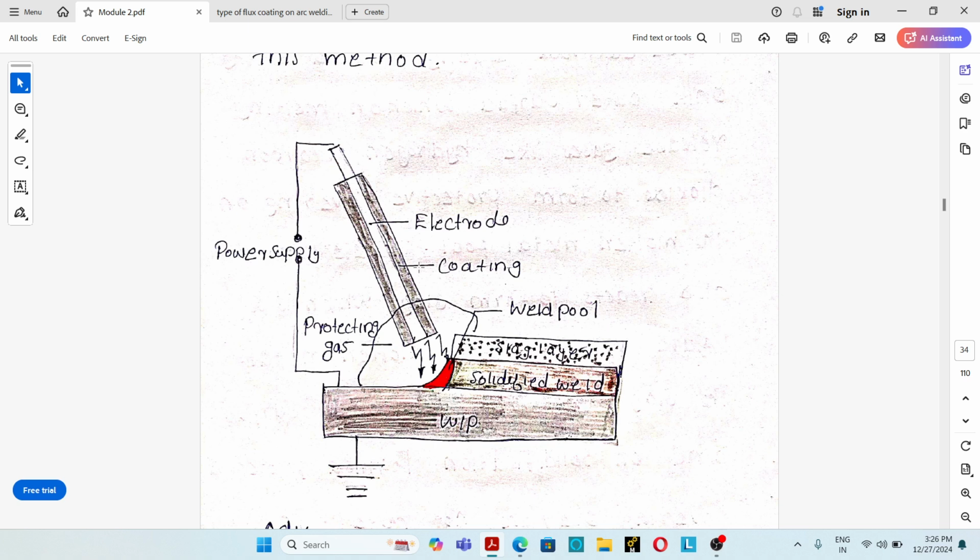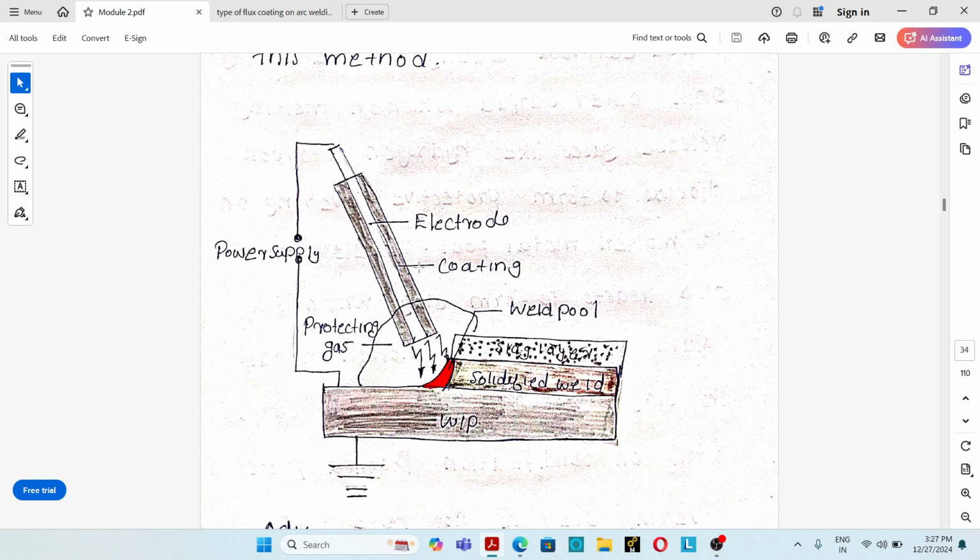Shielded metal arc welding process, otherwise SMAW process, is an arc welding process. As it is an arc welding process, it is a fusion welding process. The heat required for welding is obtained from the electric arc created between the consumable electrode and the workpiece or base metal to be jointed. Commonly, flux coated consumable electrodes are used in the shielded metal arc welding process.